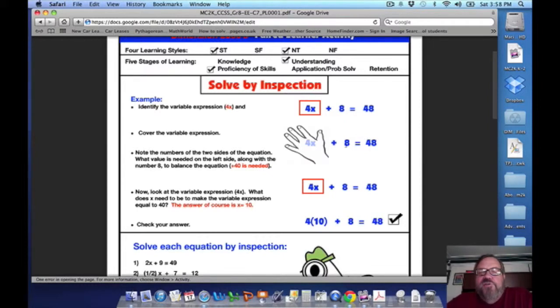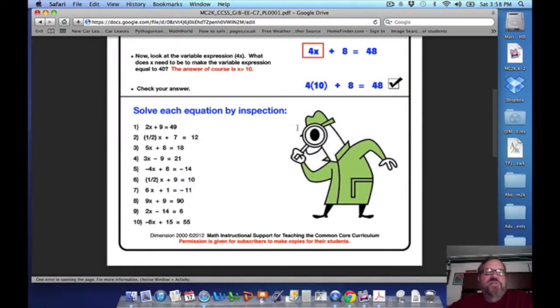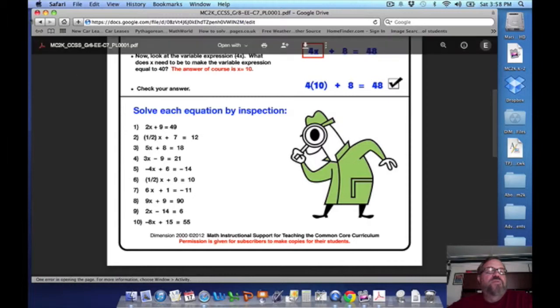And we ask, so what else do I need with that 8 to make the equation balance? Well, obviously I need 40. So now we remove our hand from the variable term and say, okay, so what does x have to be to deliver a 40? Since it's 4 times x, we know x has to be 10. And then we teach the kids to check their answer. It's a real nice, intuitive way to solve equations. And here's some practice problems for the students.